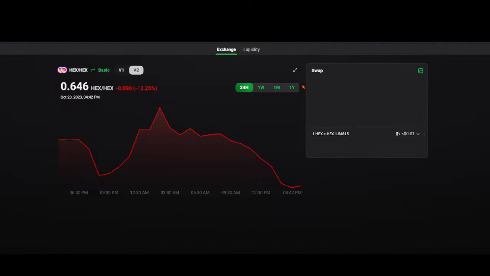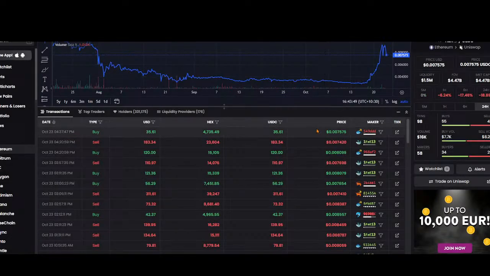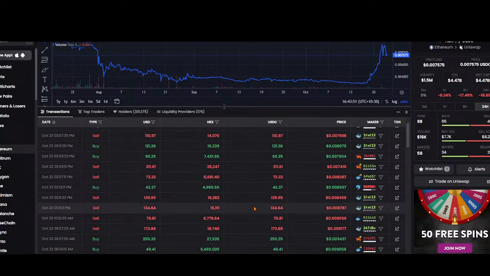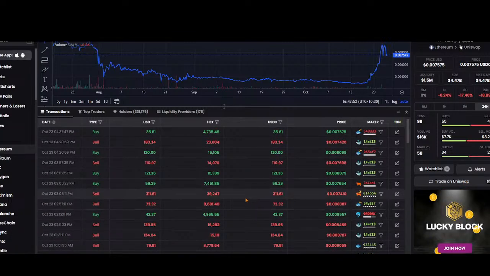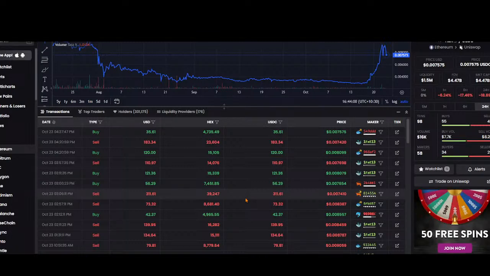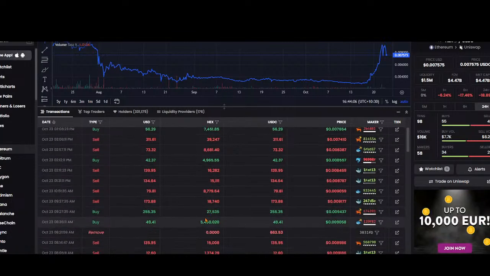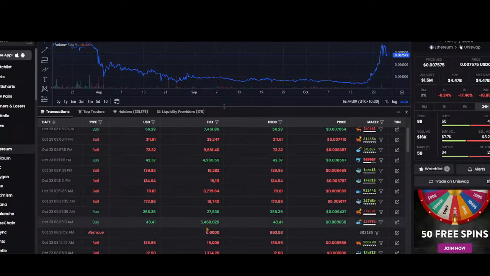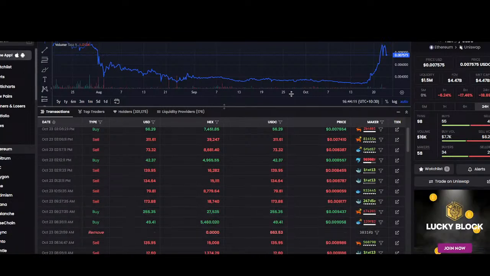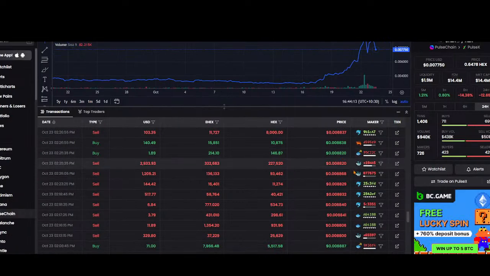I don't know what people are trying to do, but what I can see is it's like a war between chains, kind of. It's like a war between chains and a war between LPs. And what you're seeing is people selling on Ethereum versus bridging over and then playing on the Pulse Chain side.